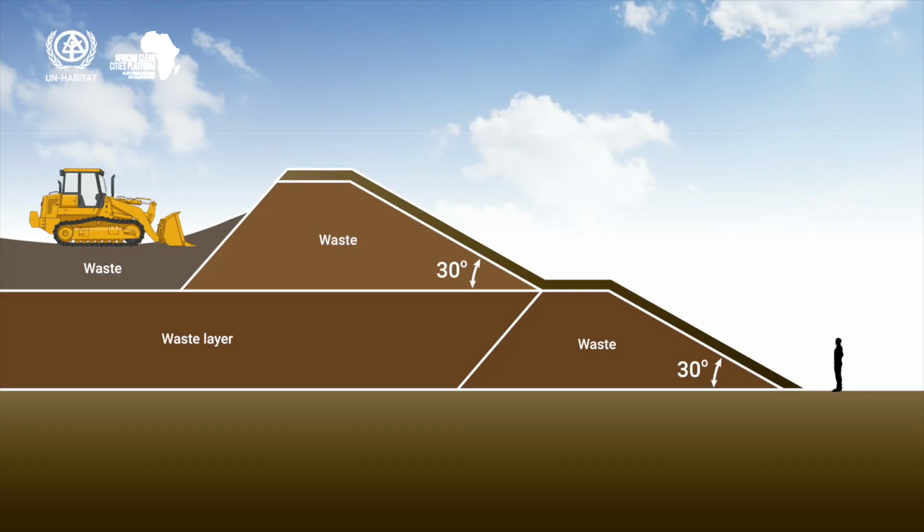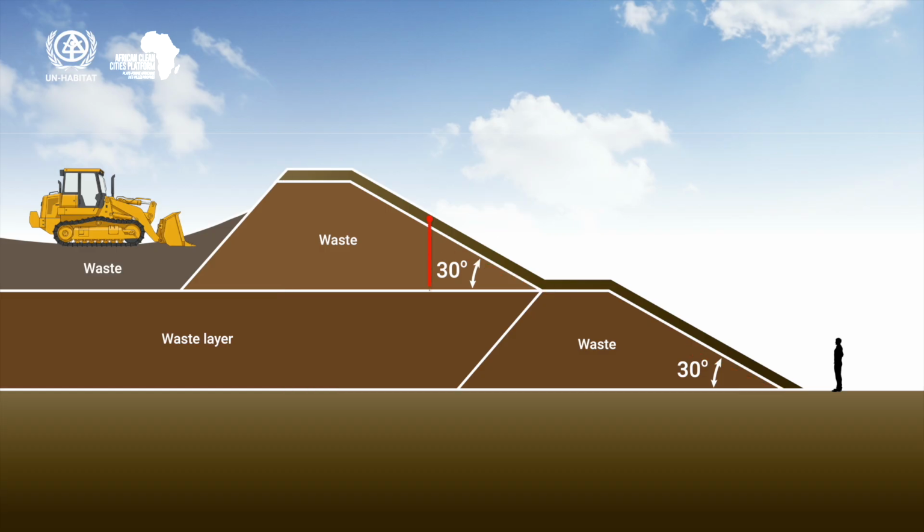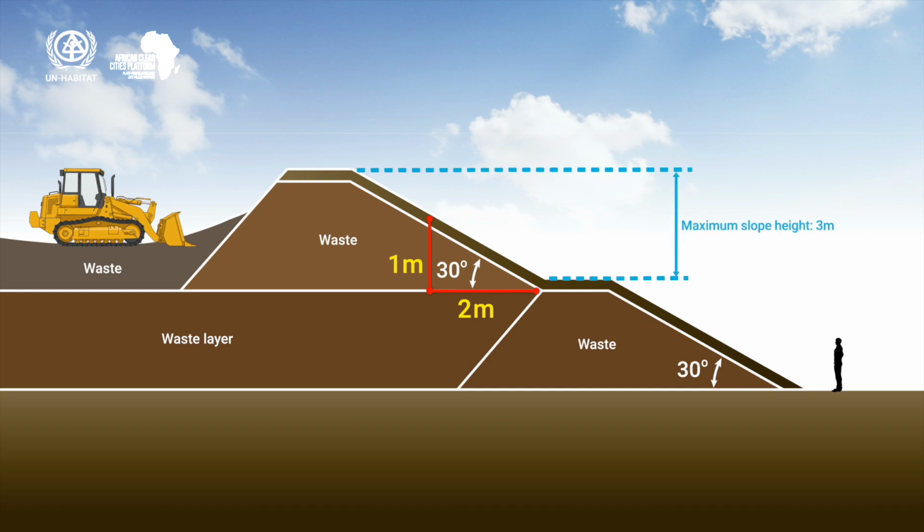When building embankments, an overall average slope gradient of no greater than 1 to 2 must be achieved. So, 1 meter vertical by 2 meters horizontal. This will allow more waste to be piled up while forming more stable slopes with good compaction. It will also create greater capacity for the entire landfill site.